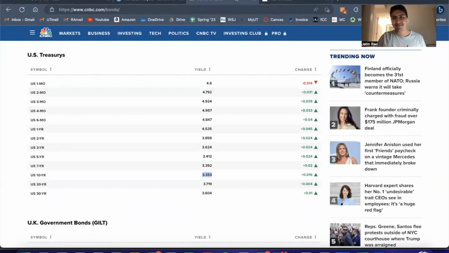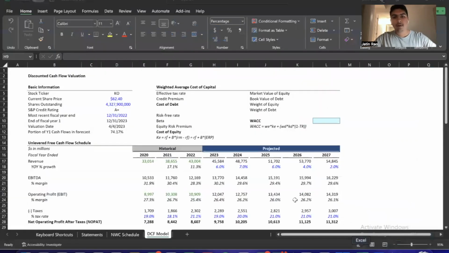I don't know why. Really, my valuation professor told me to use CNBC, and it's not going to make too much of a difference if there are very, very slight differences. And hey, look, now it's saying 3.355. So I'm going to put in 3.355%, and that is the risk-free rate.